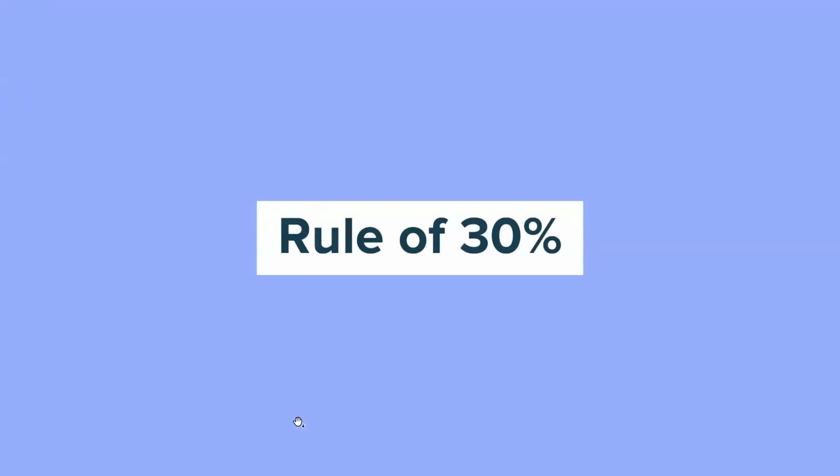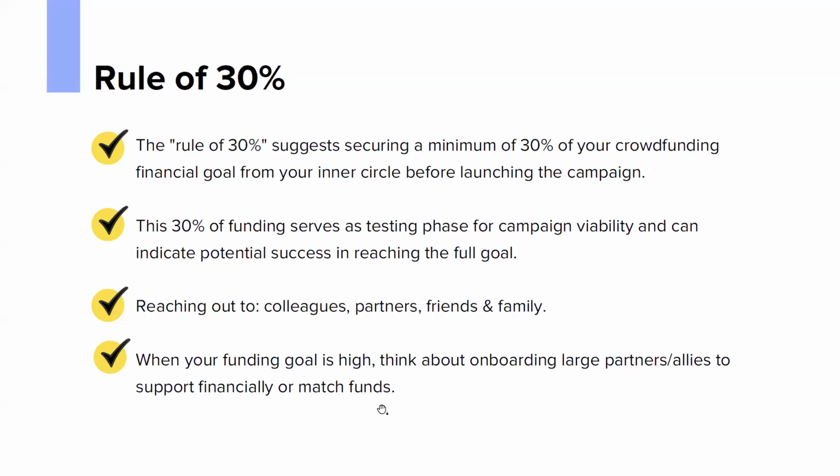Okay, we are here to discuss the famous crowdfunding rule that is important to follow. The 30% rule suggests that you should secure at least 30% of the financial goal within the first days or weeks before campaign launch. It serves as a validation of the project's appeal and feasibility. If there is interest and support for the campaign, it can help you to build momentum and attract further contribution.